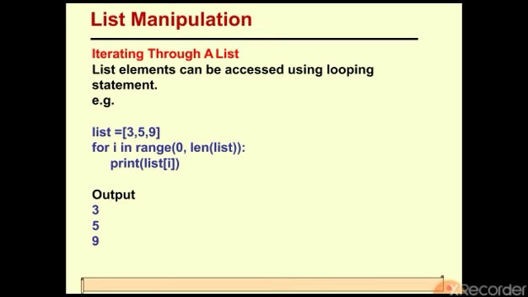Now, iterating through a list. List elements can be accessed by looping through them using a for loop. Just see this simple example given here. It is a list, list359. Now what we are going to do here is: for i in range(0, len(list)). See, len is a function which is used for returning the number of values in the list, the number of elements in the list.